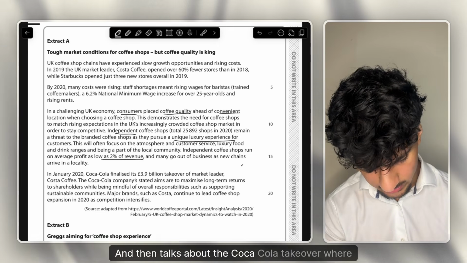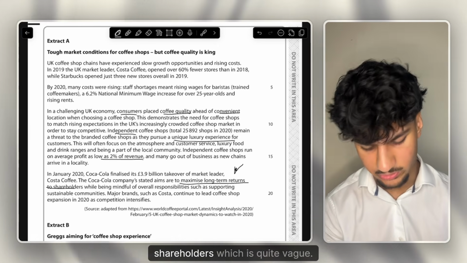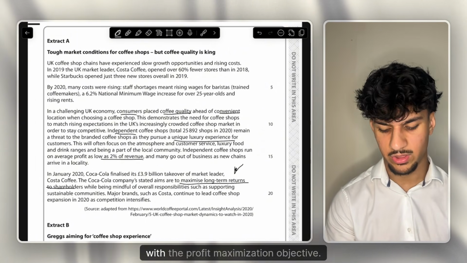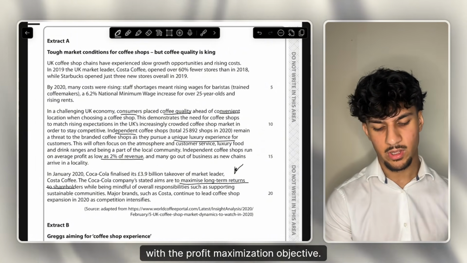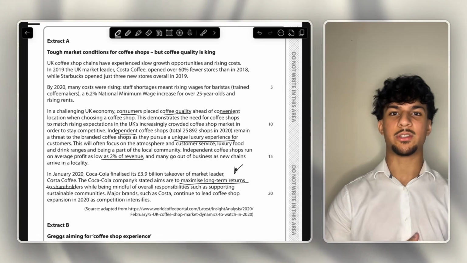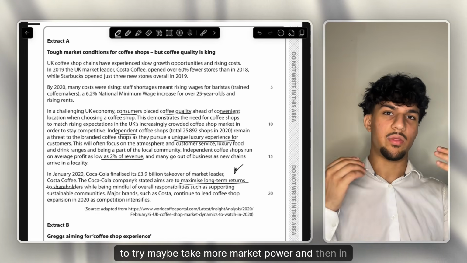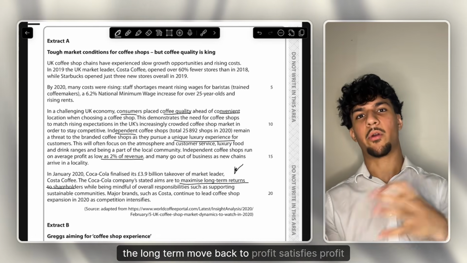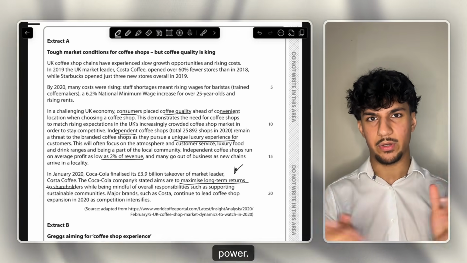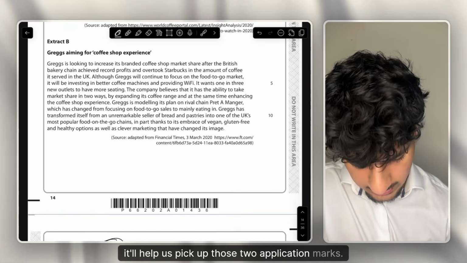And then it talks about the Coca-Cola takeover, where they're trying to maximise long-term returns to shareholders, which is quite vague, and it does align with the profit maximisation objective. But if we're maximising long-term returns, we could in the short term pursue sales max, revenue max, to try and take more market power, and then in the long term move back to profit maximising when we have that established market power. In conclusion, the extract is not great, but it'll help us pick up those 2 application marks.